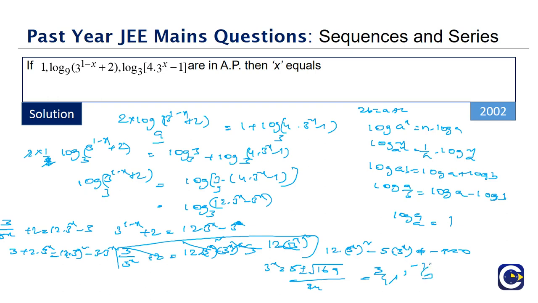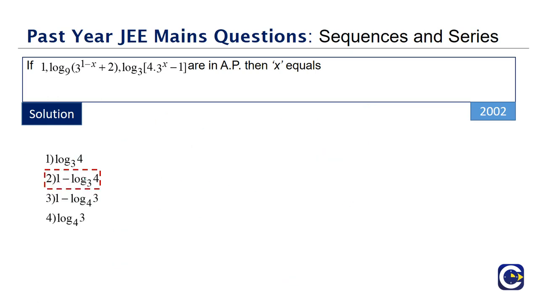So 3 power x cannot be minus 1 by 3, correct? Because it is an exponential function, and 3 power x is equal to 3 by 4. In the sense, if you apply log base 3 on both sides, x log 3 base 3 is equal to log 3 base 3 minus log 4 base 3. So this value is 1, so x is equal to 1 minus log 4 base 3.